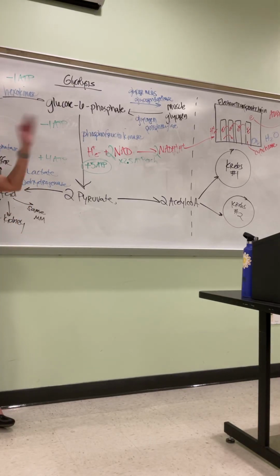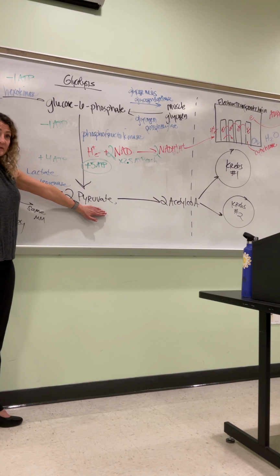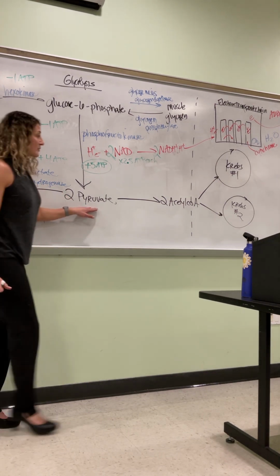ATP per pass, electron transport chain. Okay, so we're at pyruvate, we're done with glycolysis, but because we're working aerobically, instead of going to lactic acid, we're going to go to acetyl-CoA.